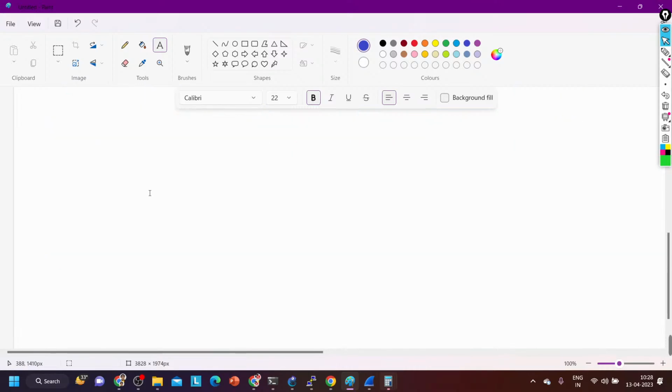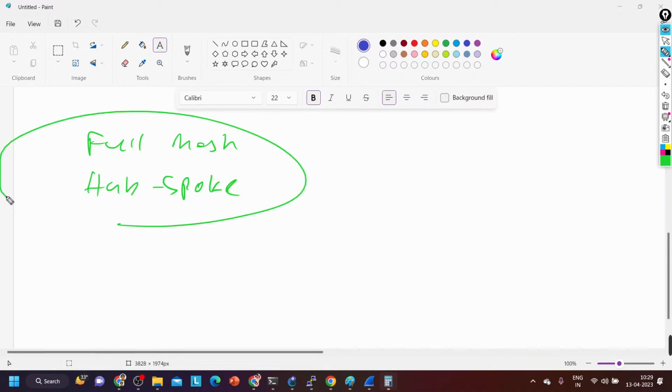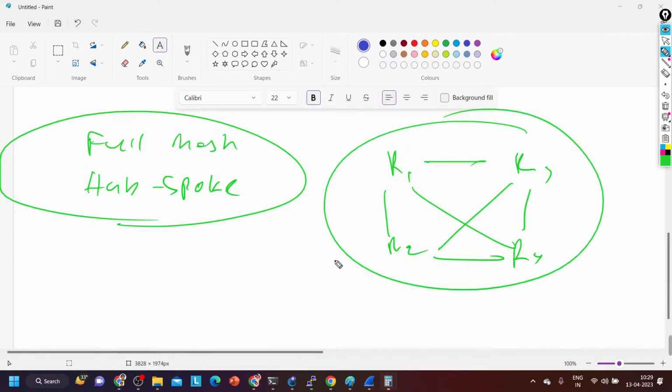So to understand this network, understand the topology, guys. First, there are two types of topology. First one is full mesh topology, and second one is hub and spoke topology. Yes or no? So if I am connecting, suppose 4 routers, router 1, router 2, router 3 and router 4, this is full mesh topology. Yes or no? Because each router is connected with each other. All routers are connected with each other. This is full mesh topology.